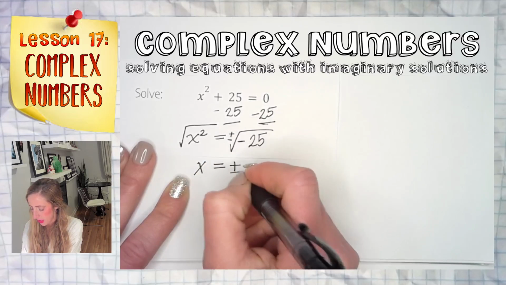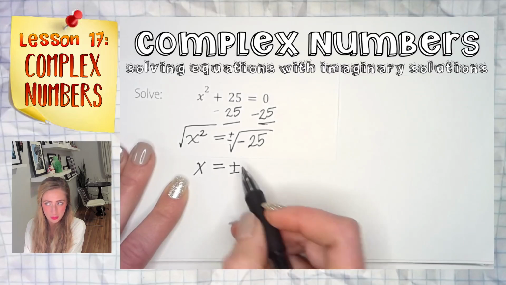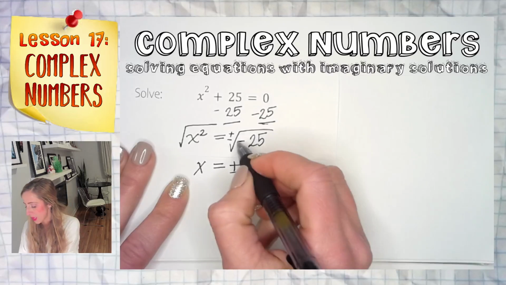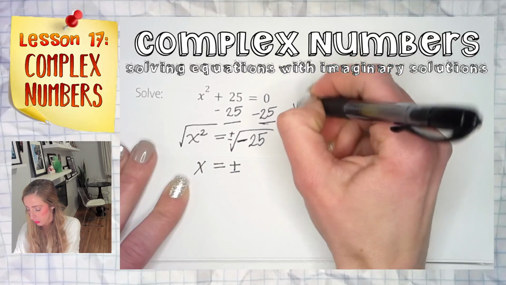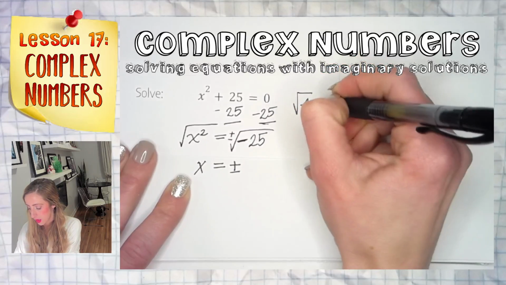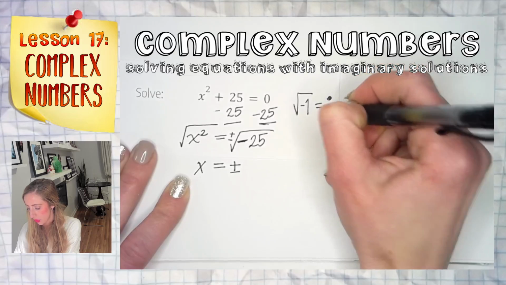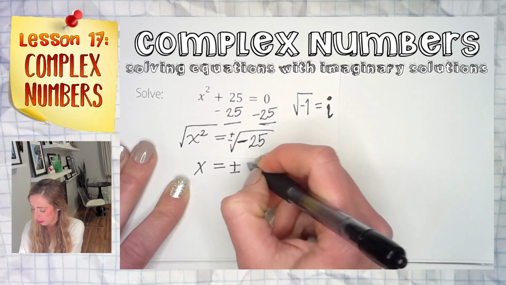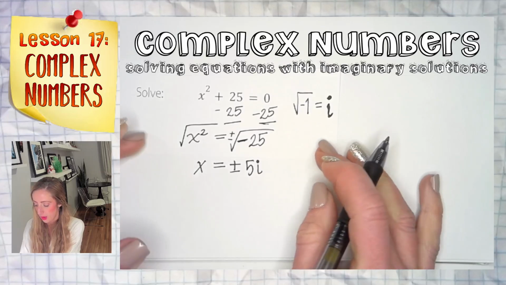plus minus. Now, what's the square root of 25? Well, the square root of 25 is just 5. I hope we all have that memorized. And as for this negative right there, the square root of negative 1 is the imaginary unit i. So that's how I'm going to take care of that. Final answer, plus minus 5i. And there you have it.